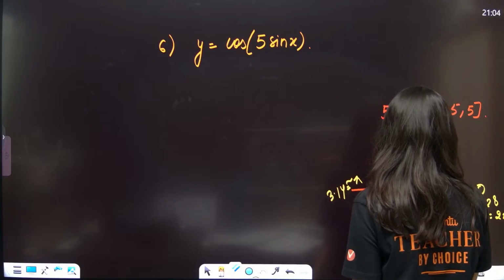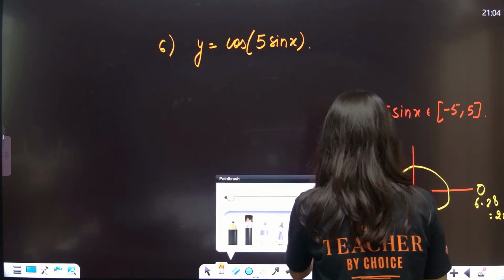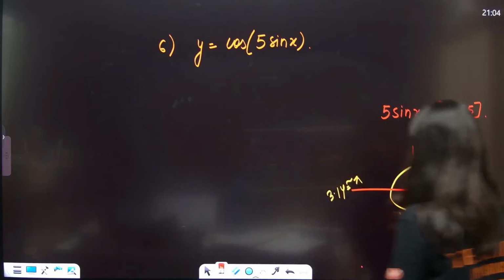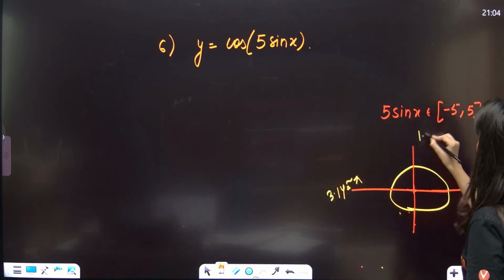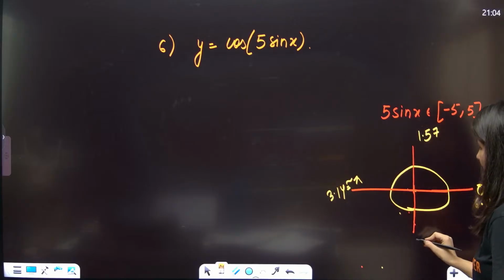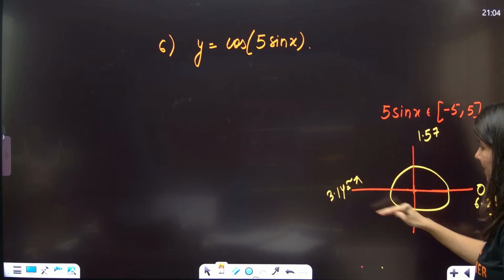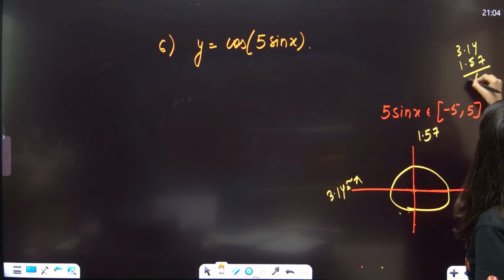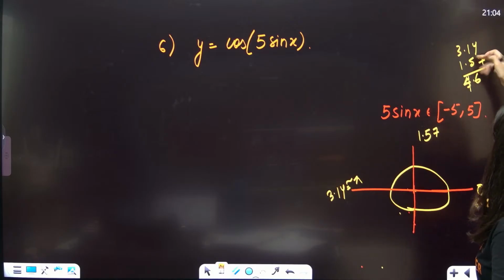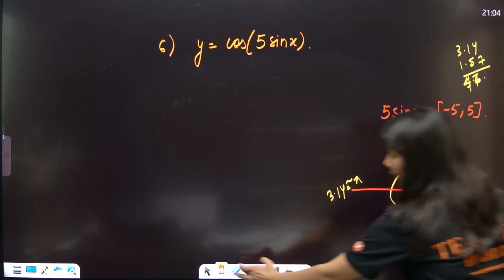5 will be where? Let me check. So what is this value? 3.14 plus 1.57. This is 1.57 and double of this is 3 point something. So 4.6, correct or not? 4.7. Approximately this is 4.7 and 5 will come here only. Correct? 5 will come here.